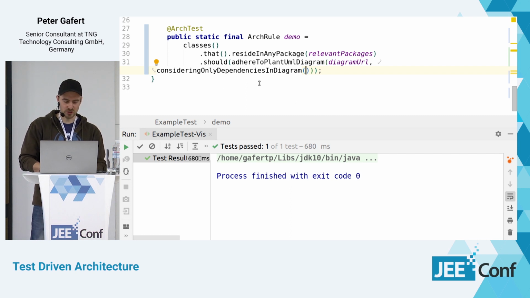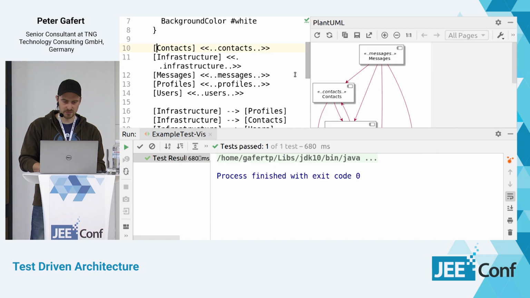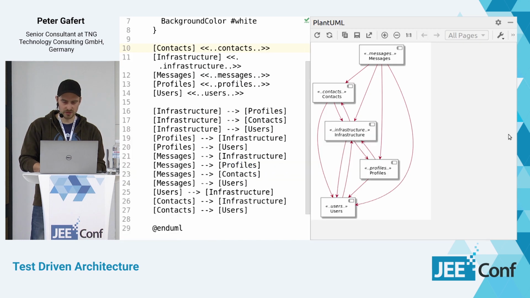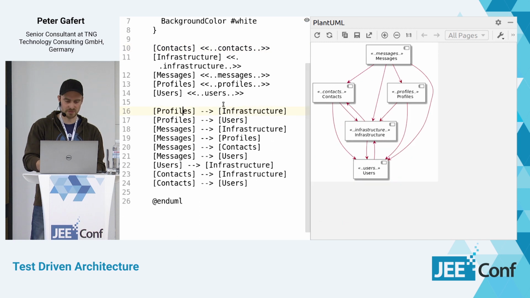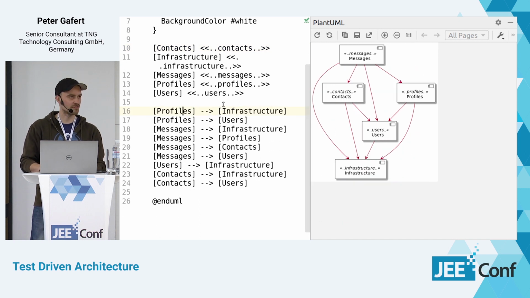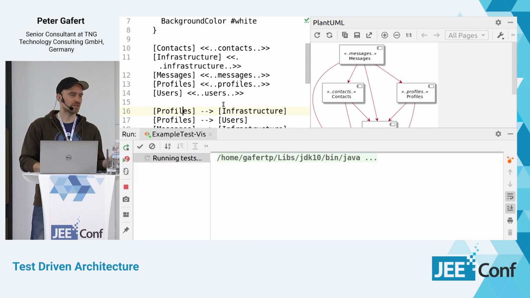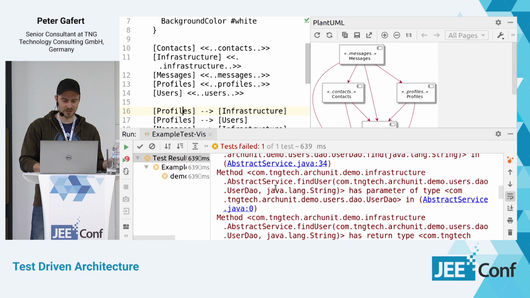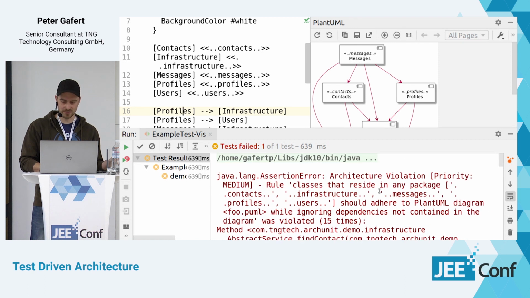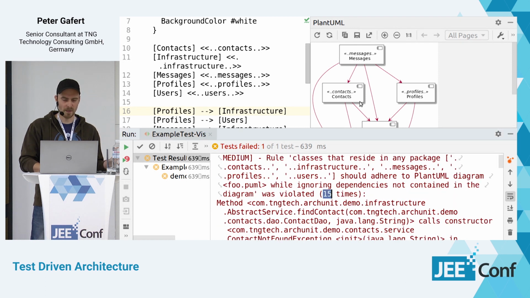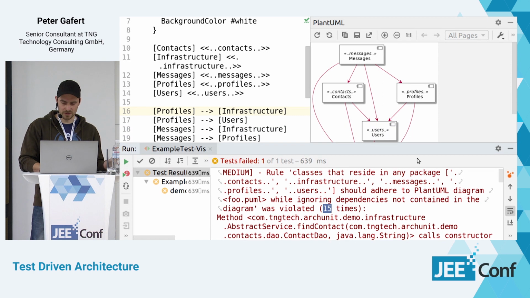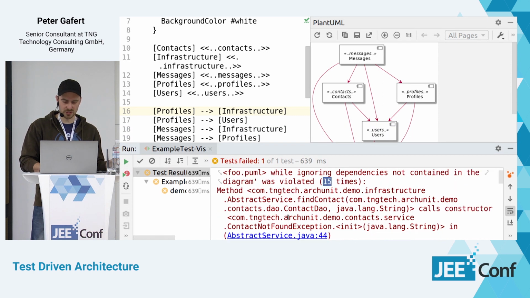Okay, but now I could go forward and say, this doesn't look that good, right? I think these dependencies here are not really what I want. Technical infrastructure, I don't really want that to depend on profiles and users and stuff. So now it looks nicer, like the Guava library, but now also the test is not green anymore, right? But I could start to fix it now. I see there are 15 violations of this diagram up here. So let's go forward and start to fix it.